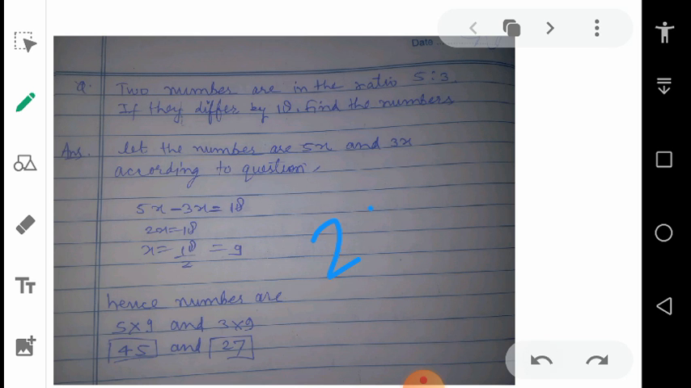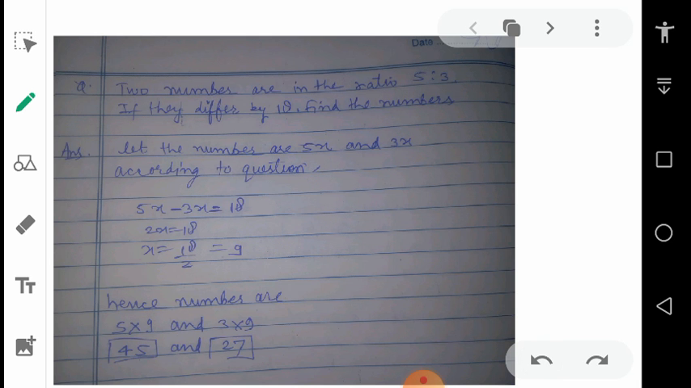So here we will consider the numbers as 5x and 3x, because 5:3 is given. According to the question, they differ by 18, so we find the difference as 5x minus 3x equals 18. Then 2x is 18 and we get x equal to 9. Finally we want to find the numbers, as our numbers are 5x and 3x.